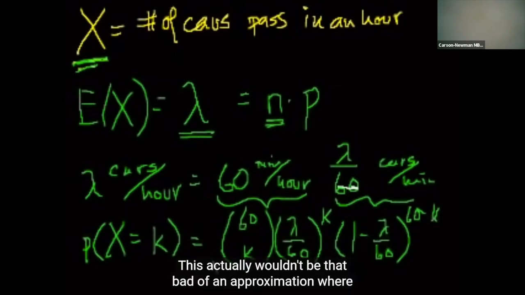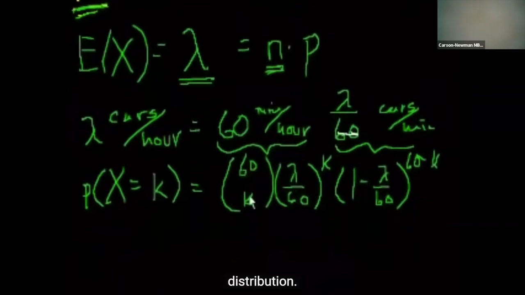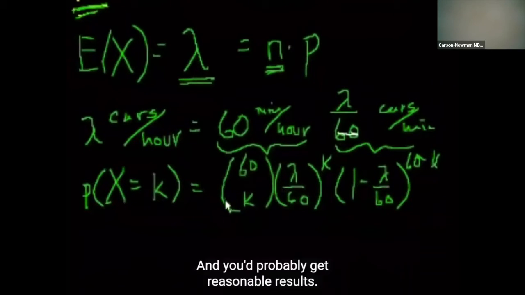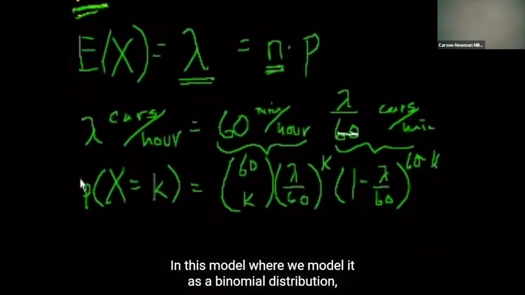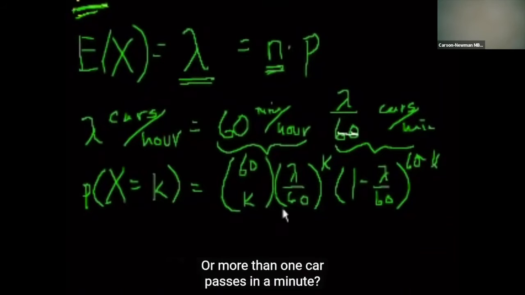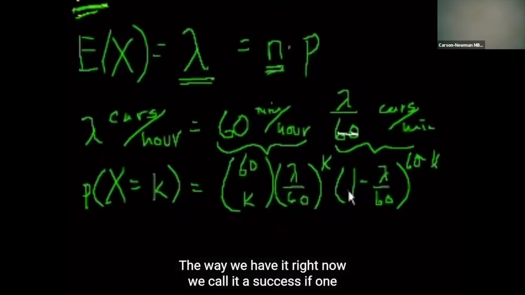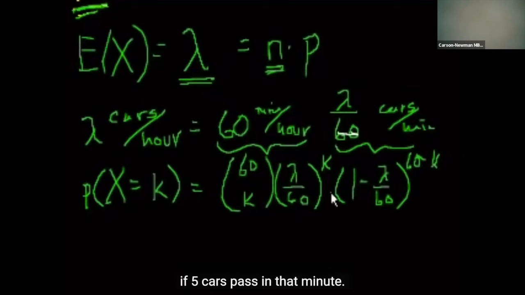And this actually wouldn't be that bad of an approximation. You have 60 intervals and say this is a binomial distribution, and you probably get reasonable results. But there's a core issue here. In this model, where we model it as a binomial distribution, what happens if more than one car passes in a minute? The way we have it right now, we call it a success if one car passes in a minute. And if you're counting, it counts as one success, even if 5 cars pass in that minute.